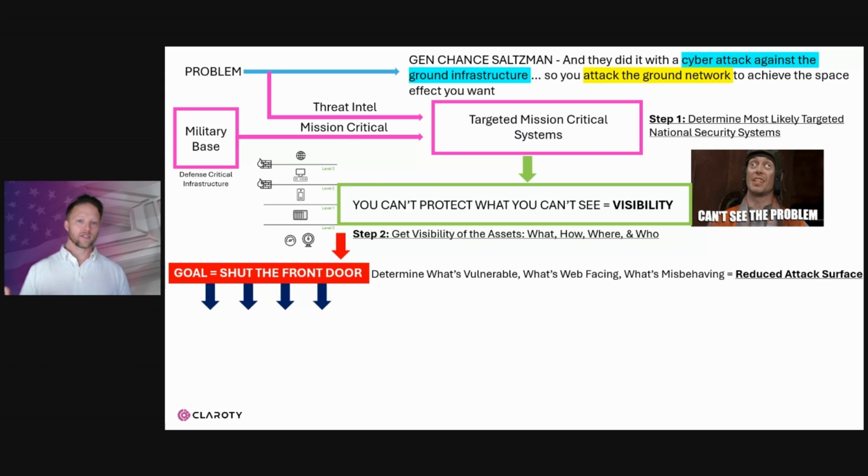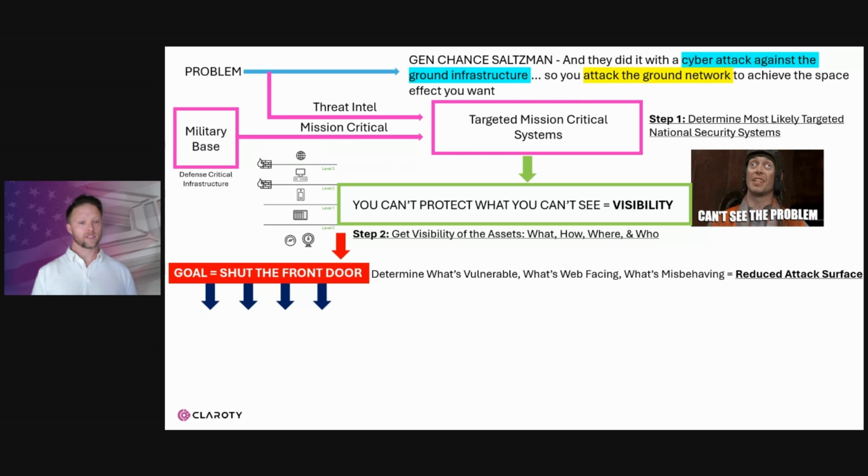So step one is to determine which are the most likely targeted national security systems, and then you need to get visibility. And you need to get visibility into the specific assets that control the specific mission critical function, whether it's fuel supply. You need to ask yourself, what does the system do? How does the system communicate? Where is the system located? And who is the system communicating with?